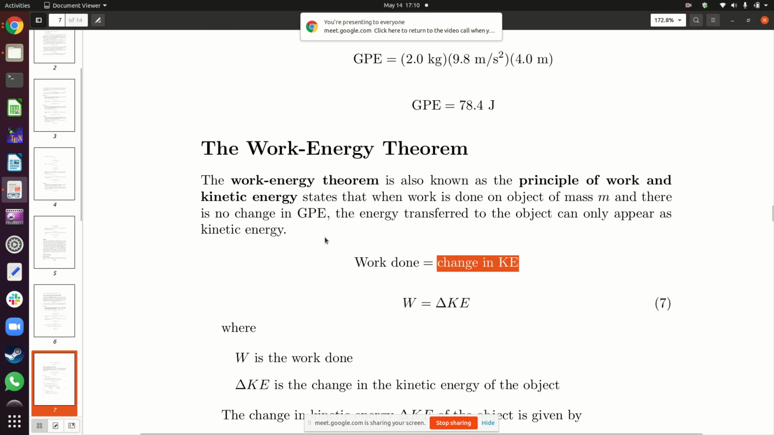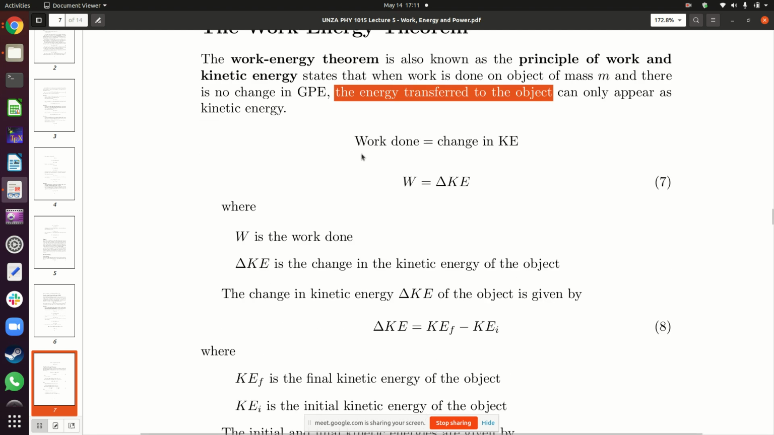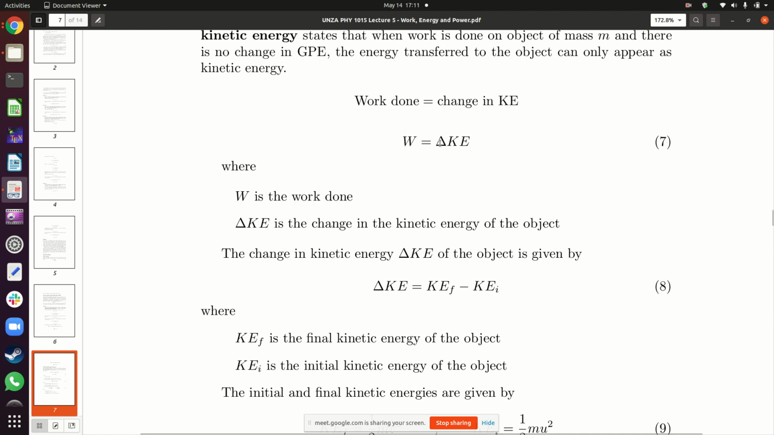So I'll repeat again. When you do work on an object of mass m, and the height of this object does not change, it remains the same, meaning that there is no change in gravitational potential energy, then the energy you transfer to the object as a result of you doing work can only appear as kinetic energy. So the work done, the size of the work you're going to do, is equal to the change in kinetic energy which that particular object is going to undergo. So work done is equal to the change in kinetic energy.